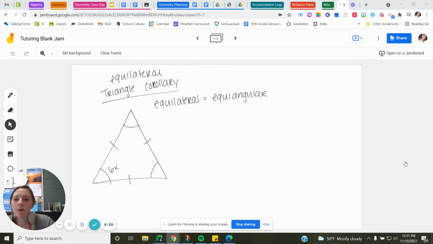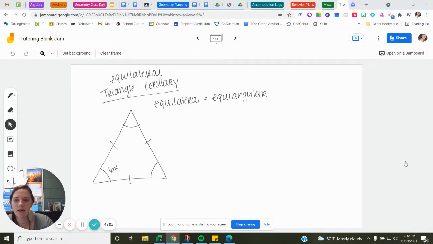Alrighty, guys. So today we're going to look at two new corollaries: the equilateral triangle corollary and then our equiangular triangle corollary. What the equilateral triangle corollary is saying is that if we have an equilateral triangle, so we know that all three sides are equal, then we're also going to have an equiangular triangle. So the three angles are also going to be the same.